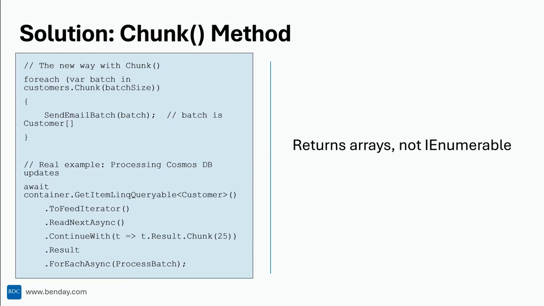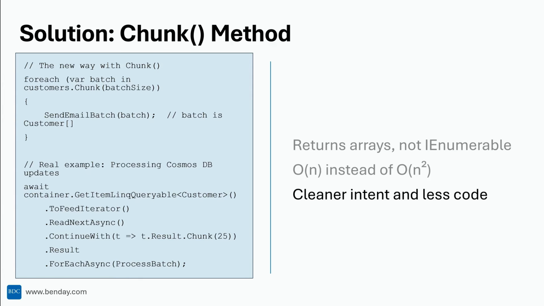Unlike skip-take, which returns an enumerable that might re-enumerate, Chunk returns concrete arrays. This means you get the actual count without enumeration and can safely pass batches to methods expecting arrays or IList without triggering multiple enumerations. Chunk processes the collection exactly once, giving you O(n) performance compared to the O(n²) behavior of repeated skip operations. For a 10,000 item collection in batches of 100, that's the difference between 10,000 operations and 500,000 operations. The code now clearly expresses what you're doing, processing in chunks.